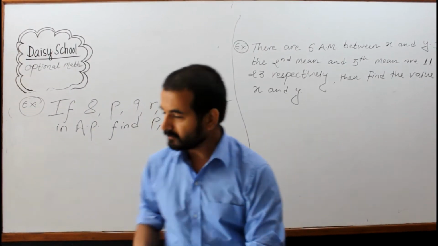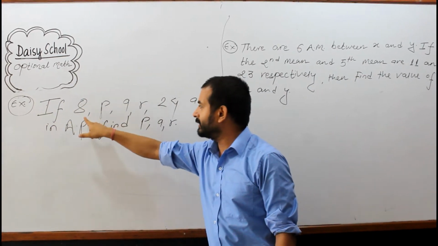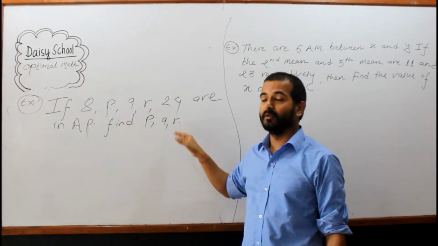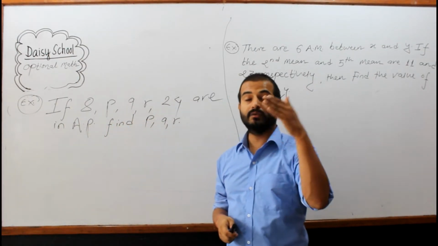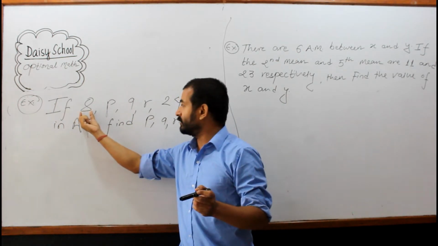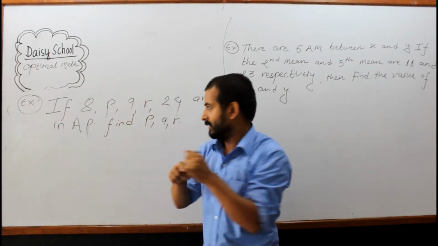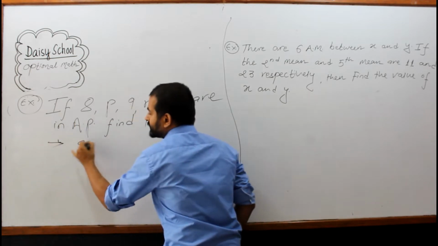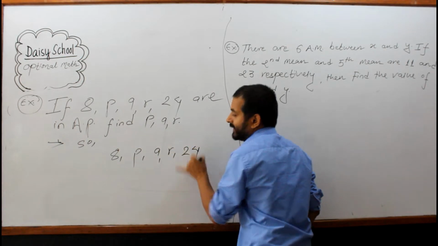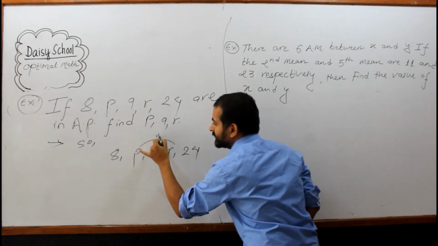So first of all, let's come to this point. If A, P, Q, R, 24 are in arithmetic progression, find P, Q, R. You know what was discussed before. Remember, when you fix two numbers as the extremities, then the numbers inside will be means. So according to the question, A, P, Q, R, 24 are in AP. So they are extremities. Now these are means, my dear.